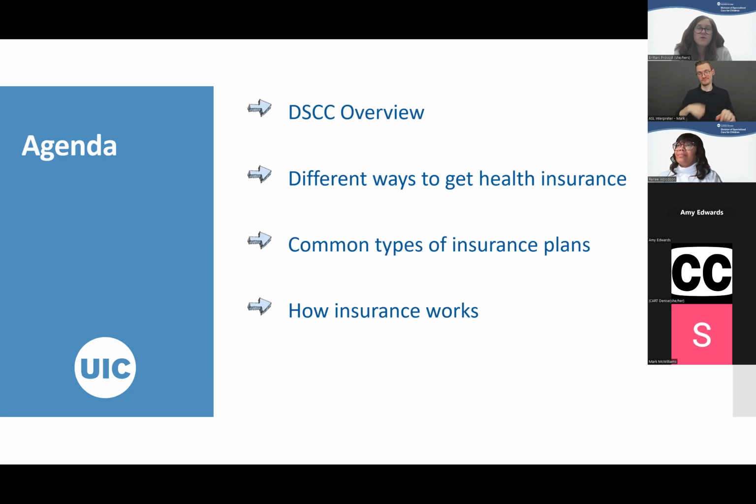Okay. So tonight we're going to go over a DSCC overview, just something brief. Many of you might already know what DSCC is, who we are, and what we do. But if you're someone that's not familiar with who we are and what we do, we just want to make sure everyone knows. We're going to talk about different ways to get health insurance, common types of health insurance plans. We're going to focus a little bit more on private insurance. And then we're going to talk about how insurance works and a lot of other good, important information that you might need to know when you're working with your insurance.